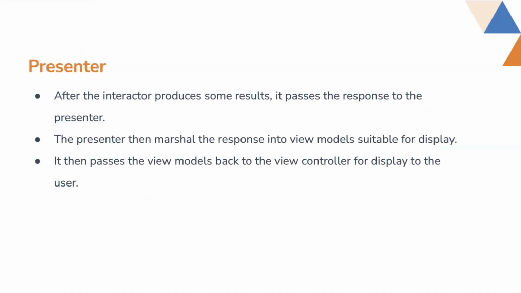In the presenter, after the interactor produces some result, it passes the response to the presenter. The presenter then gets the response and converts it into view models for suitable display, and then passes the view models back to the view controller for display to the user.